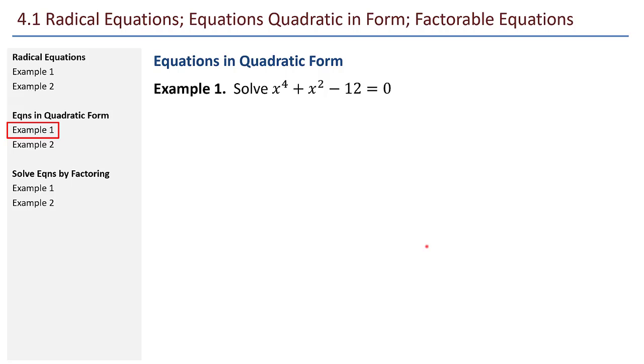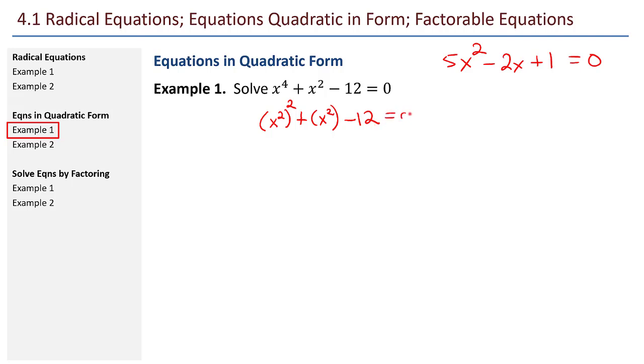Let's take a look at our next type of equation. This is called equations in quadratic form. Now remember, a quadratic equation is something like 5x squared minus 2x plus 1 equals 0. It's quadratic. It's a degree 2 polynomial. But this thing that I see in front of me is a degree 4 polynomial. But it's kind of like a quadratic. You could imagine that x to the 4 is really x squared squared. And then I have an x squared by itself and a minus 12.